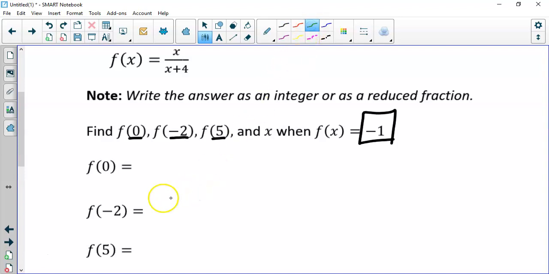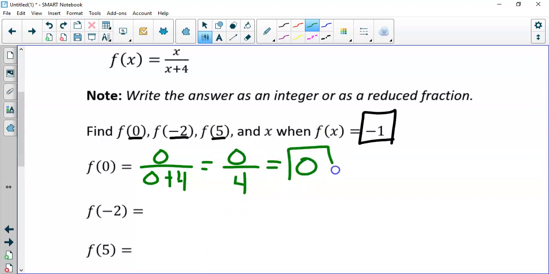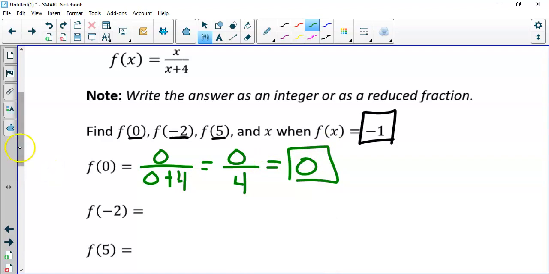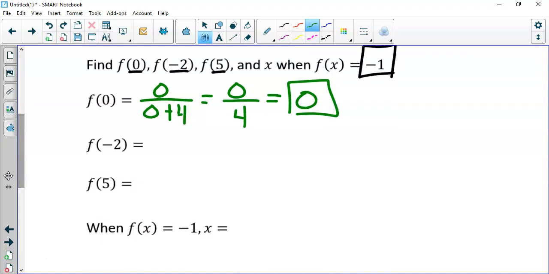Good. So that first one, I like what you said, Lorraine. 0/0 plus 4. And then you're going to give me an answer. On the bottom, yes, we get 4, Lorraine. I agree with you. But on top, you have 0 divided by 4, which is 0. So that's your first answer there. What's the next one going to look like? -2/-2 plus 4. There you go.